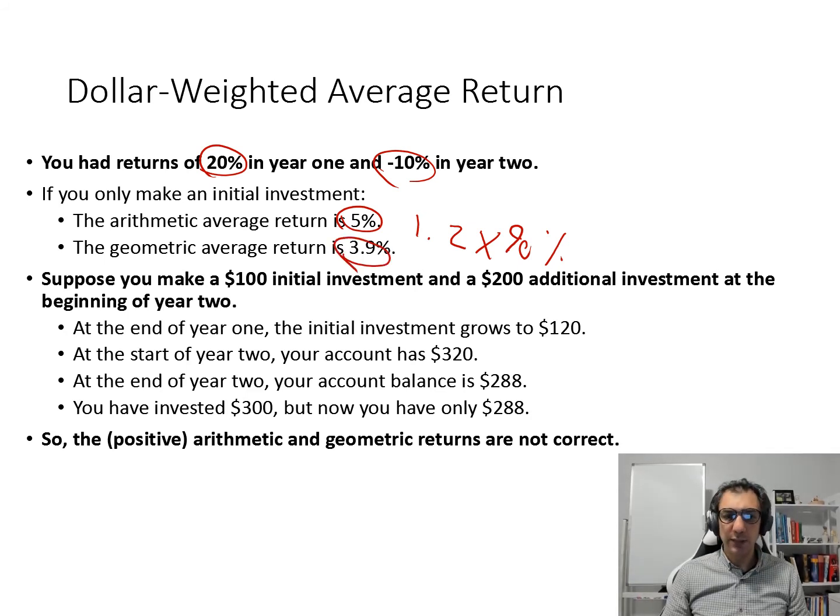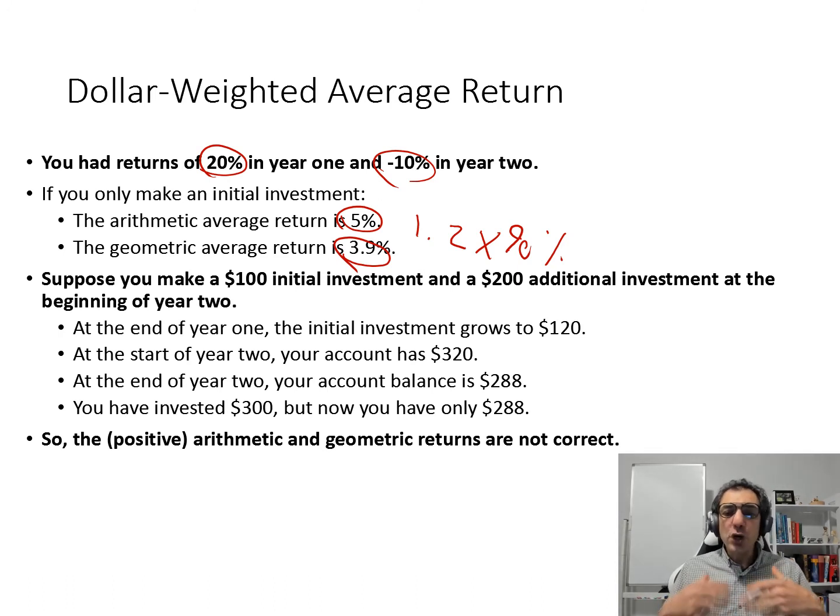which gives you 3.9%, correct? However, the problem here is you are making an initial investment of $100, and at the beginning of the second year, you are adding another $200 to your investment. So this is getting a bit more complicated. So the 5% and 3.9% are not relevant anymore.